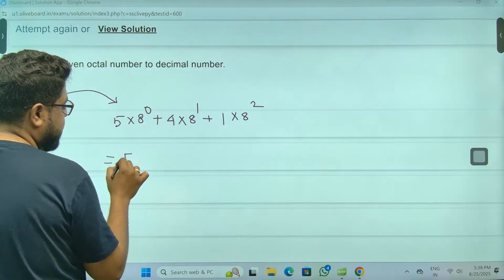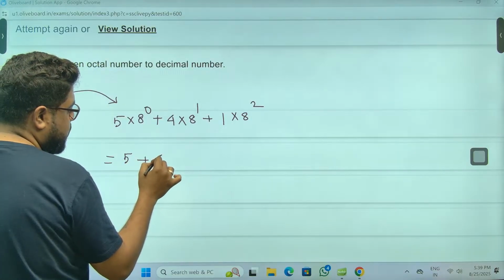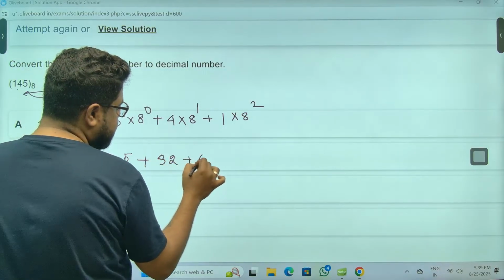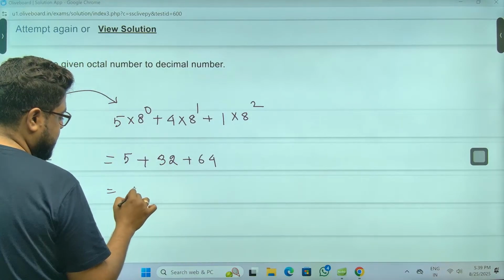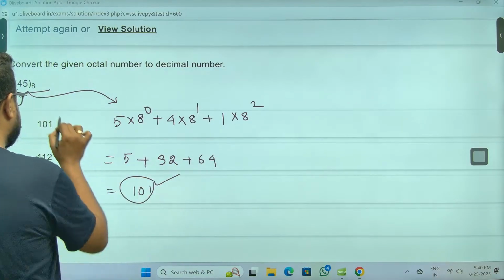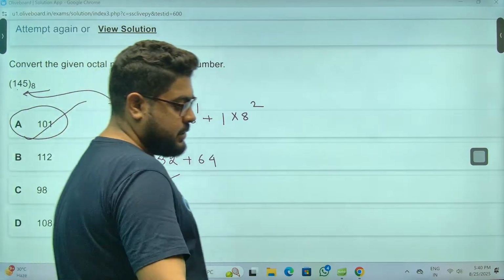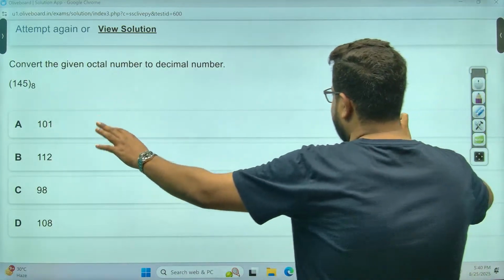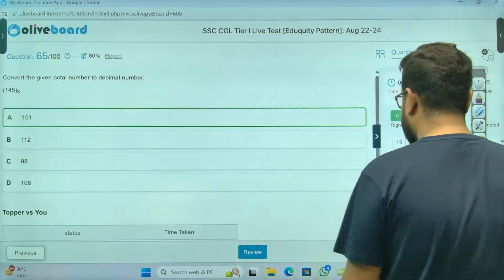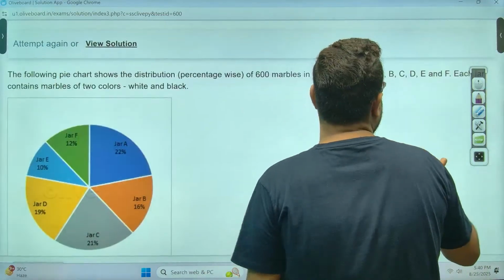So 8 to the power 0 is 1. 4 into 8 is 32. And this is 64. 64, 96, 96 and 5, sir, 101. That's your answer. Option number E, sir. Very, very simple, right? Absolutely simple. But again, a surprising question, suddenly.